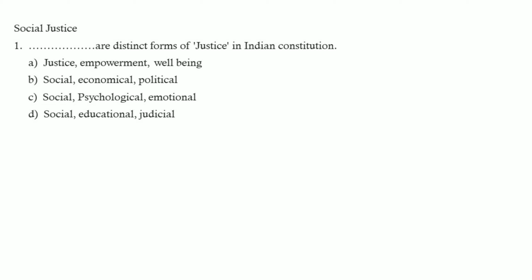Dash are distinct forms of justice in the Indian Constitution. Option A, justice, empowerment, well-being. Option B, social, economic and political. Option C, social, psychological, emotional. And option D, social, educational and judicial. Right answer from the options is option B, social, economic and political.